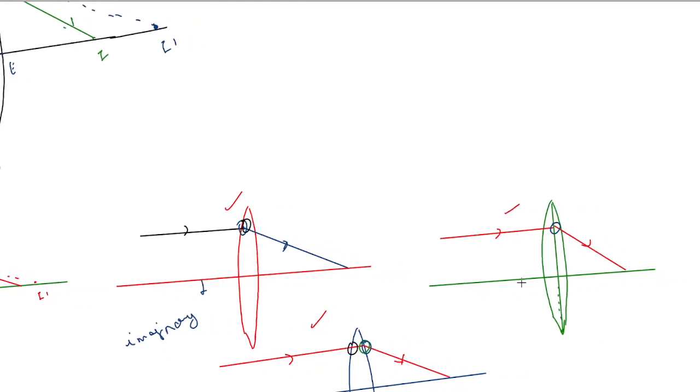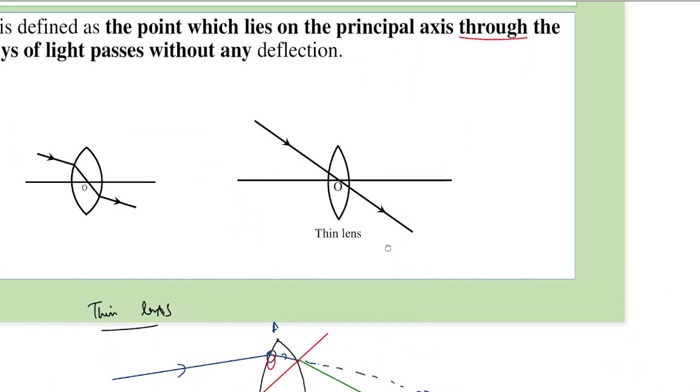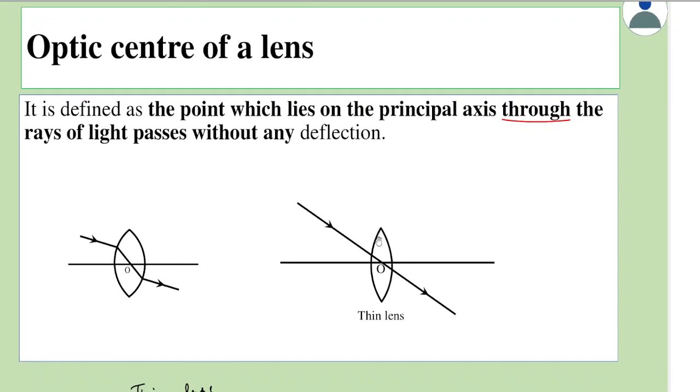Suppose imagine that light falls like this. Light falls at this point. It undergoes deviation. Light would be deviated and somewhere we get an image. If light falls, say, like this, it again undergoes deviation. But if light falls at this point, this light will not deviate. It just moves as it is. So this point here is called the optic center. So the optic center is that point in the lens where the light ray moves undeviated.